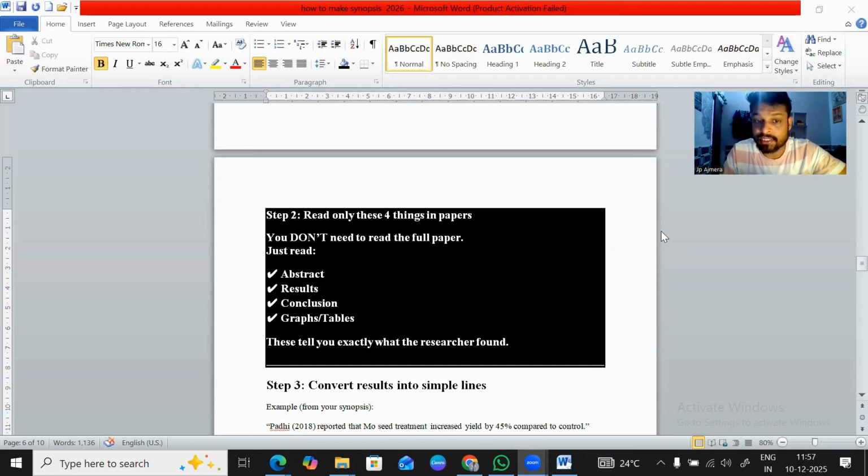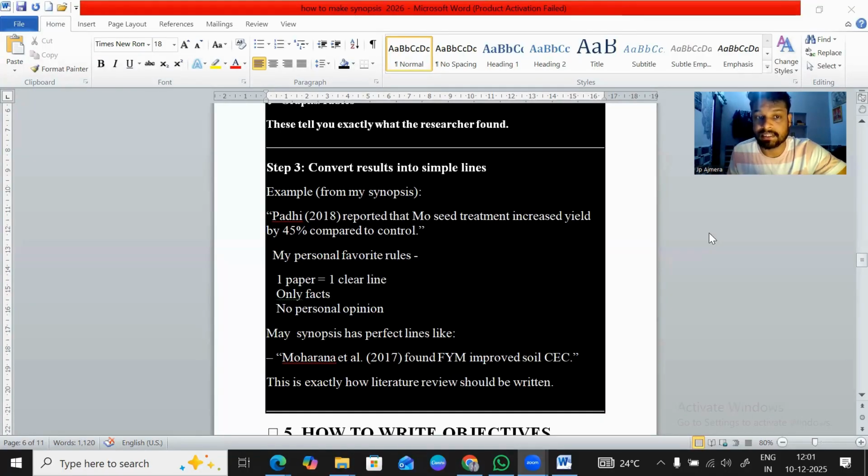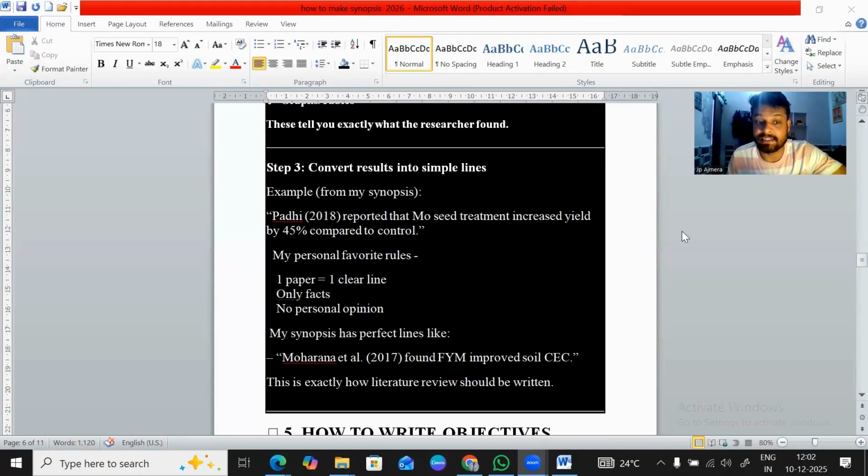They tell you exactly what the researchers found. Step number three, convert the result into simple lines. Example from my synopsis: Pardy 2018 reported that molybdenum seed treatment increased yield by 45% compared to the control plot. My personal favorite rules that I used to follow: one paper for one clear line, only facts, no personal opinions. My synopsis has perfect lines like these.